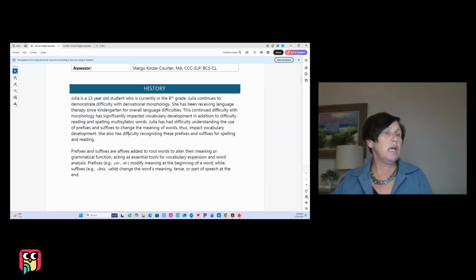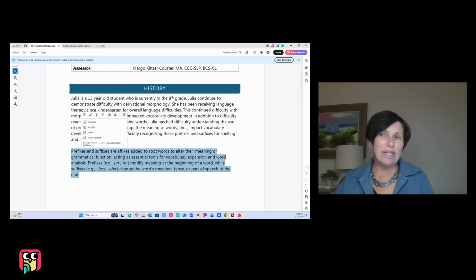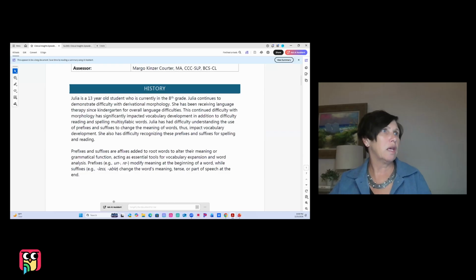So as we look at derivational morphology for her, what you see here is some information about how we're really talking about prefixes and suffixes during our time together. And we know that it's essential for phonological awareness, which is episodes 1 and 2. It is essential also for vocabulary development, which will be a further episode in the future as well.